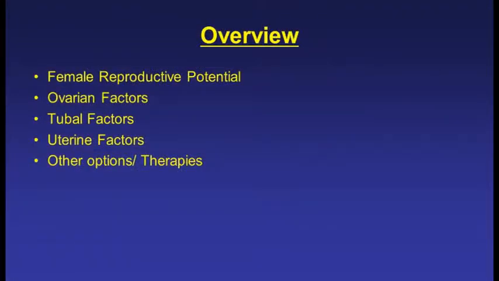So we're going to talk about 5 different things today. We're going to talk about overall female reproductive potential, ovarian factors that contribute to infertility, tubal factors, uterine factors, and then I'll get into a little bit of other therapies and touch on treatment, but the lion's share of that will be in the next lecture, okay?